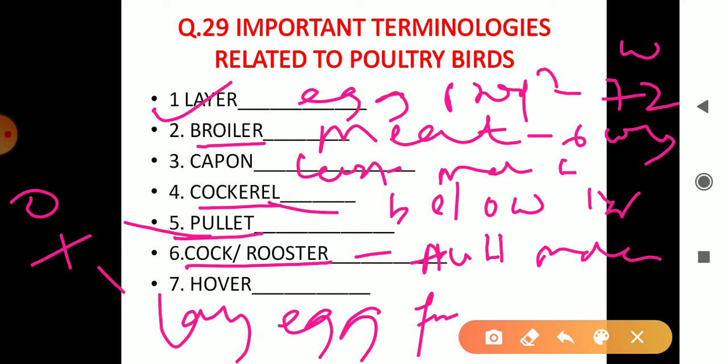Then what do you mean by hover? A hover is a heat generating device and it is used for brooding. The chicks which come out of the egg need an artificial temperature, and they are kept in the hover.